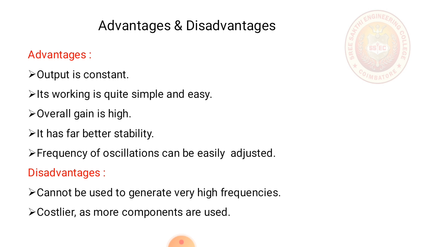Advantages and disadvantages. A few advantages are: the output is always constant, its working is simple and easy, the overall gain is very high, it has better stability, and the frequency of oscillation can be easily adjusted. The major disadvantages are that it cannot be used to generate very high frequencies and it is costlier.